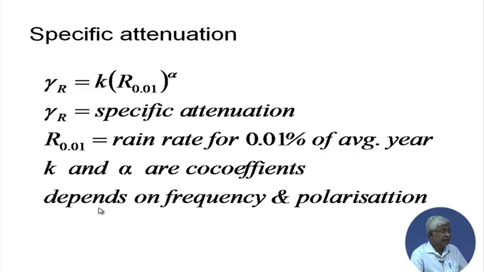So this k and alpha depend on the frequency and polarization. The details are available in the book. It is just to give you an idea that it varies based on the polarization and the frequency, and of course the rain rate, the gamma R will change.